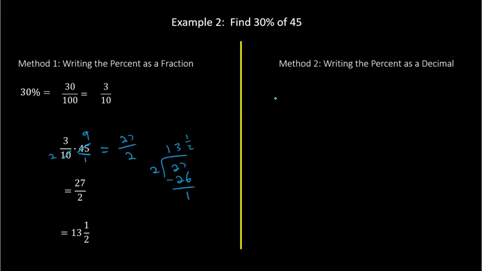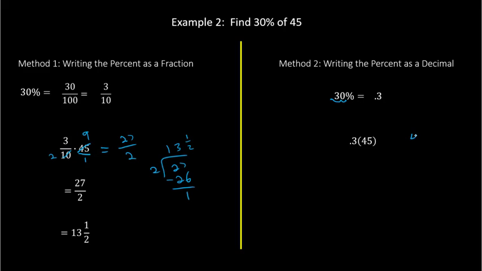Using method 2, we're going to get the same answer, but here we convert the 30% to a decimal. So what is 30% as a decimal? Well, you move the decimal point 2 places to the left, 1, 2, to get 0.30, or 0.3. And then to find 30% of 45, we can take 0.3 times 45.